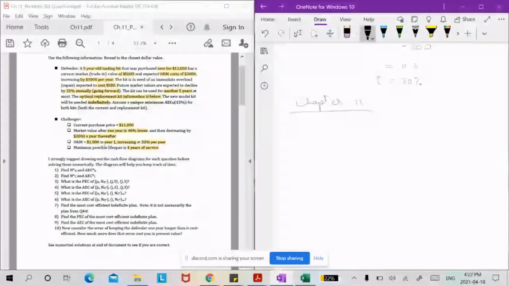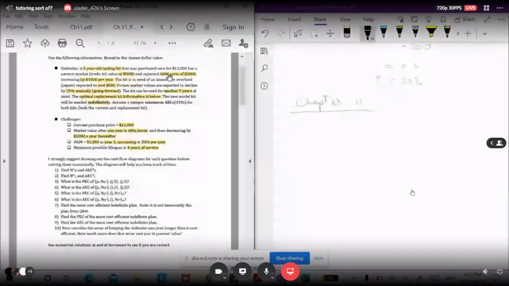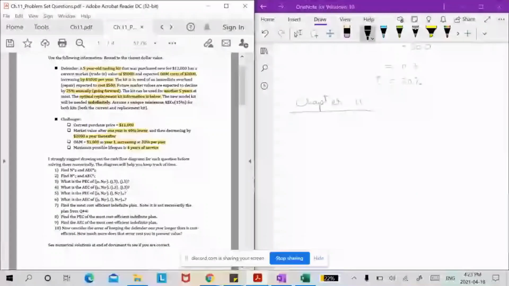It was purchased for $12,000. That doesn't affect us now, okay? And it has a current market value of 5,000. This is what we'll be using. 12,000 is absolutely waste. And expected operational costs are 2,000 in the first year, and then it's increasing by 1,000 every year. Right. Need an immediate overhaul of the kit. This we'll need.